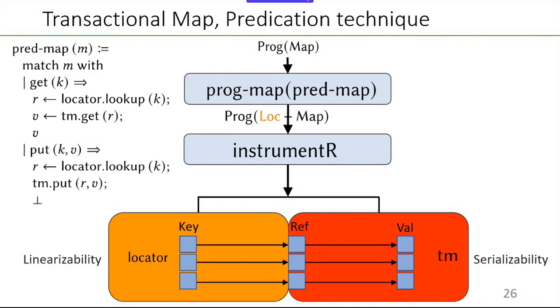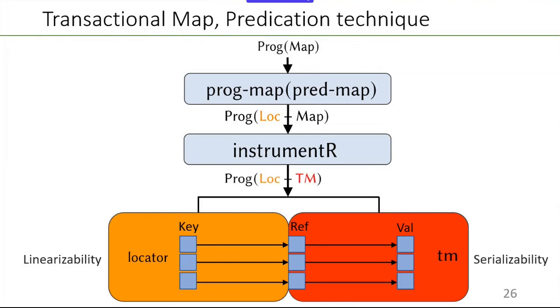On the left-hand side, I'm showing a sketch of the code here. What it does is that it maps every one of the method calls to the map to two method calls, one on the locator and one on the TM. So on get, it does a lookup to find a reference and then performs a get on that reference. For the put, it does the same lookup, but then executes a put on the TM. Right? Very simple. With this transformation, we transform the user program into a program of type prog of loc plus map, right? The interface of the locator union the interface of the map for transactional memory.